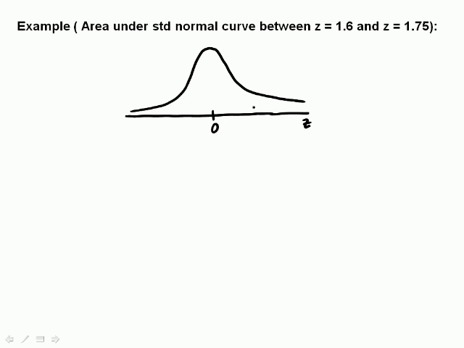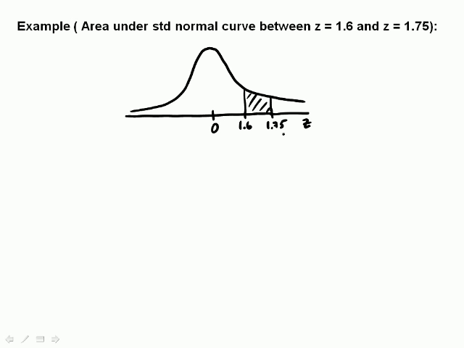Now the two z-values I'm using here are 1.6, so I'm going to draw that in, and then up above here I got 1.75, so I'm going to draw that over to the right of 1.6. And the area I want this time is the area between these two z-values, so it's this shaded area right here.